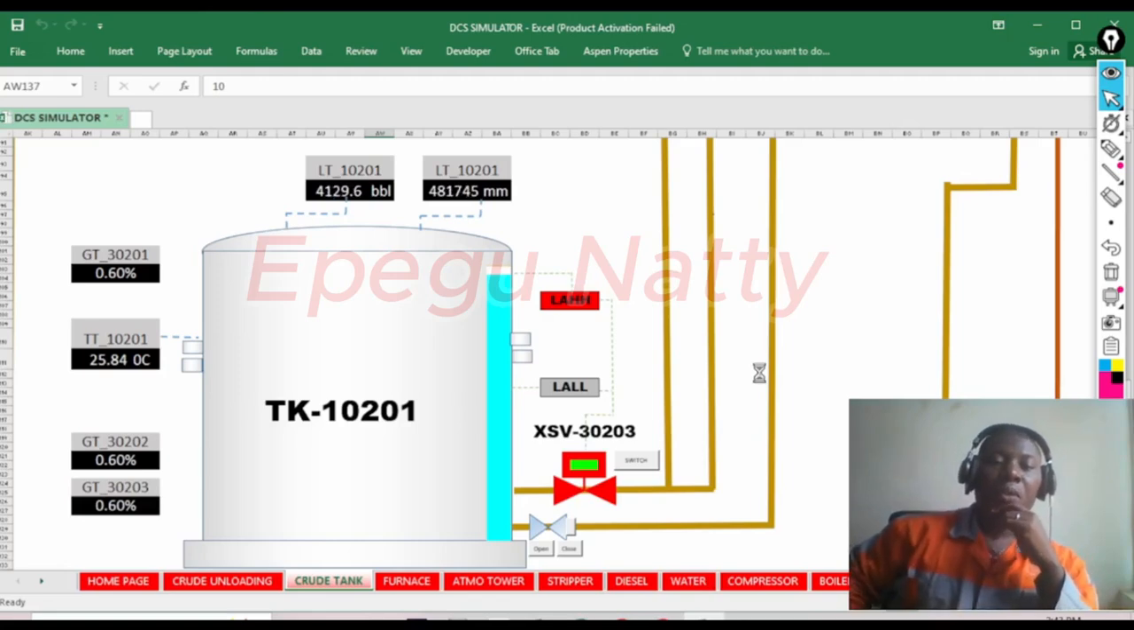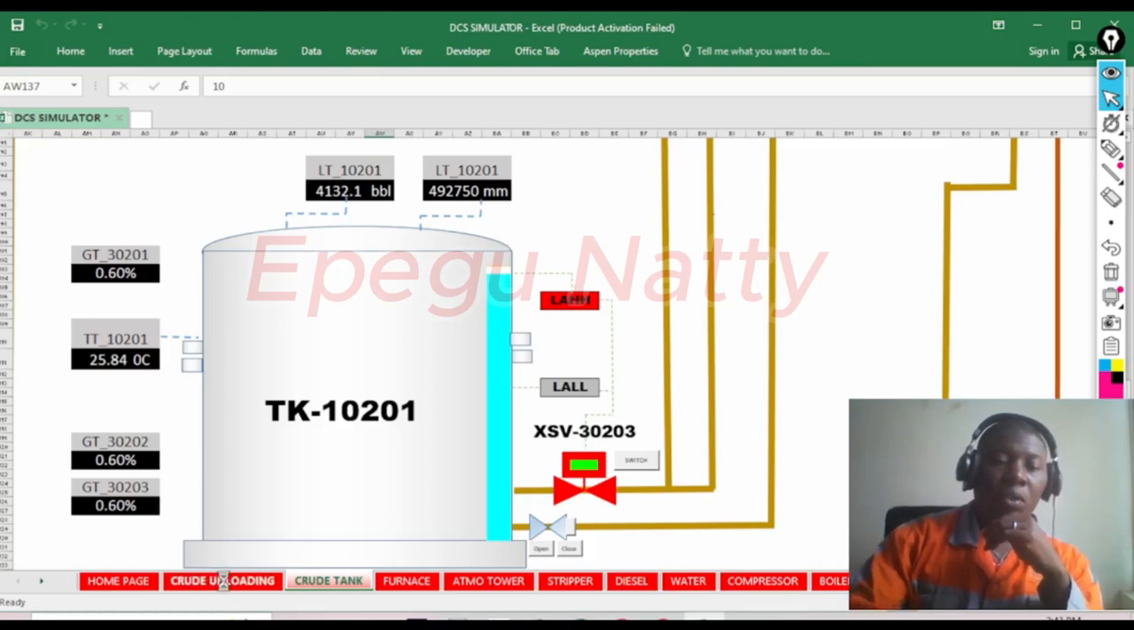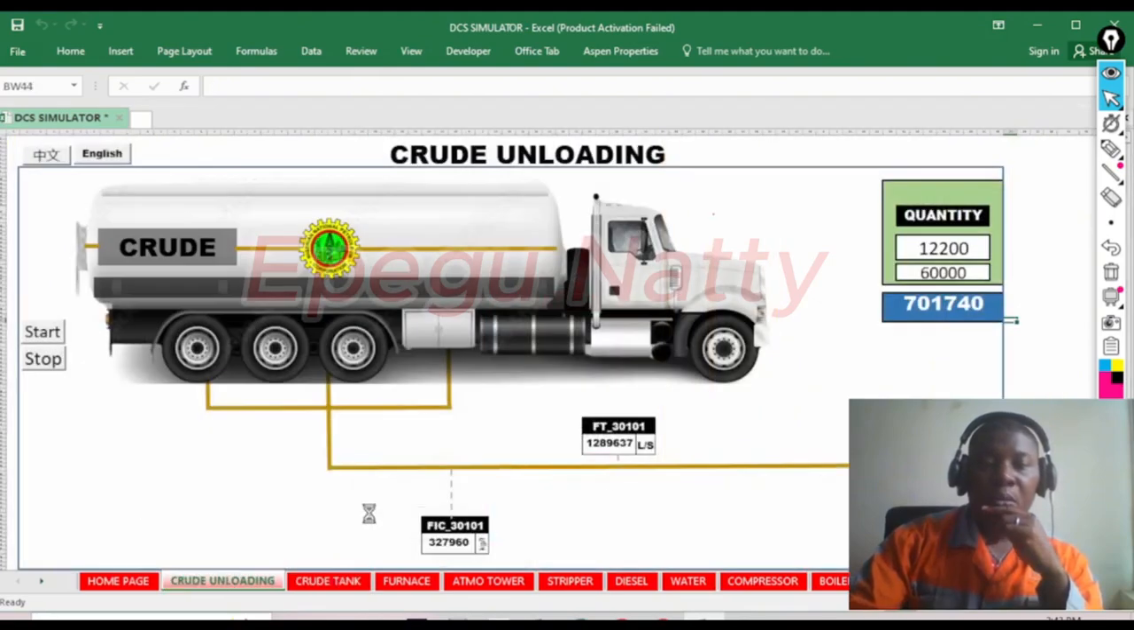Okay. Now if you go over to the truck, there are 12,000 liters in the truck, but the level here is at the critical level.